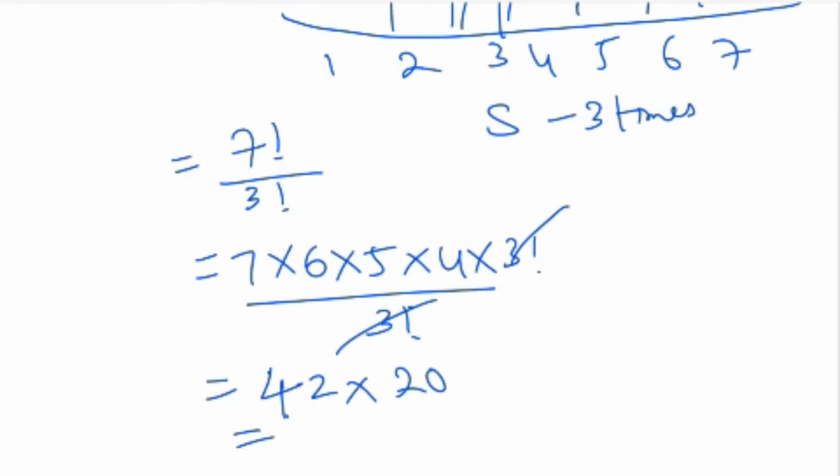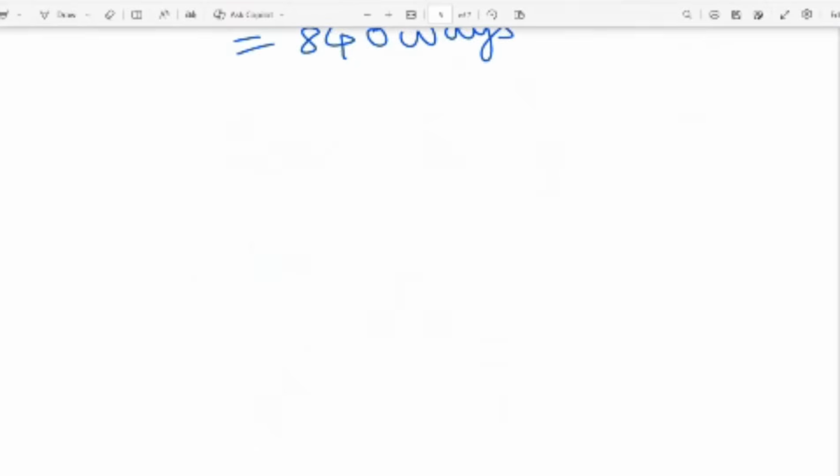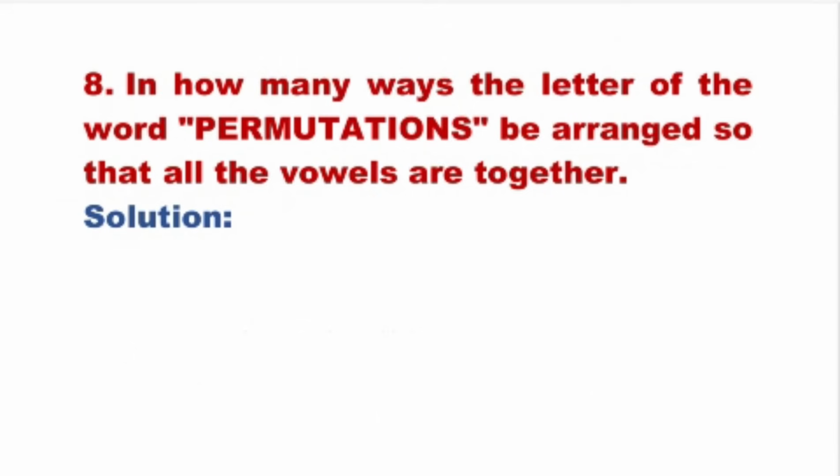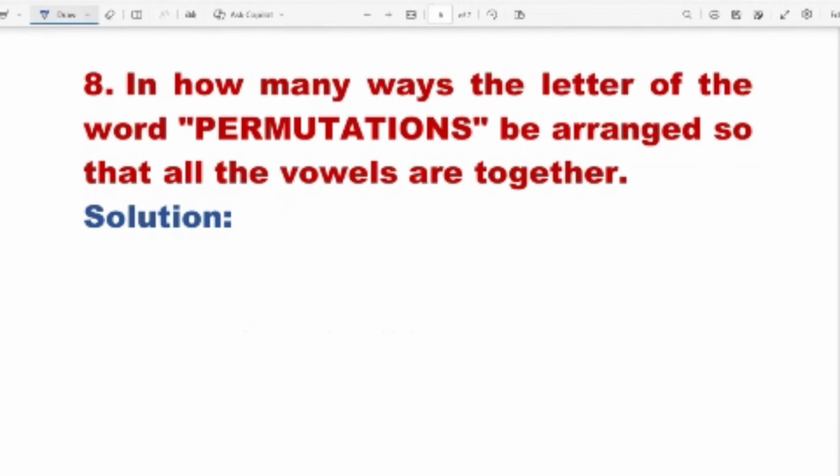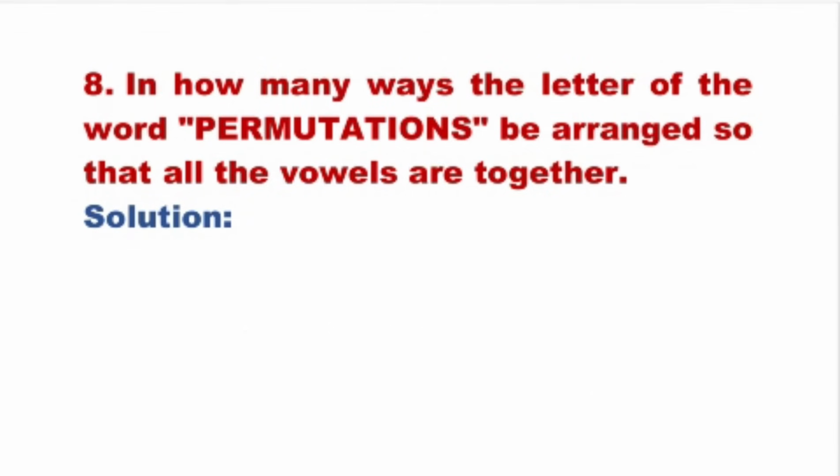So if you multiply, you get 840. So we can arrange them in 840 ways. Moving on with the next question: in how many ways can the letters of the word PERMUTATION be arranged so that all the vowels are together?